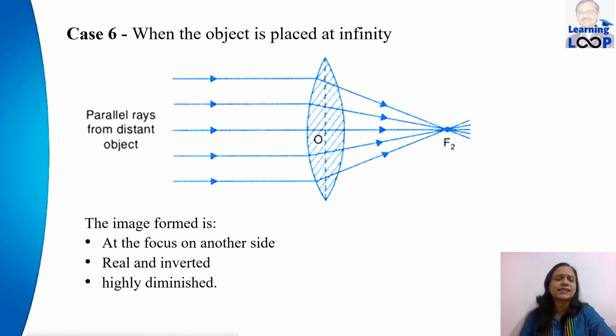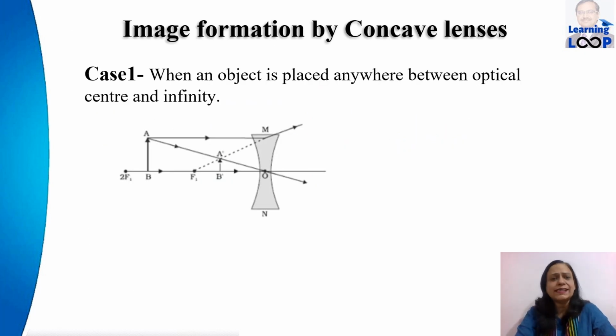So these are the 6 ray diagrams which we draw for convex lenses, and after making these 6 ray diagrams, you must have observed that for a convex lens you can get a real image, you can get a virtual image, you can get a magnified image, you can get a diminished image. So all different kinds of images are formed by convex lenses. Let us now see how image formation takes place in a concave lens.